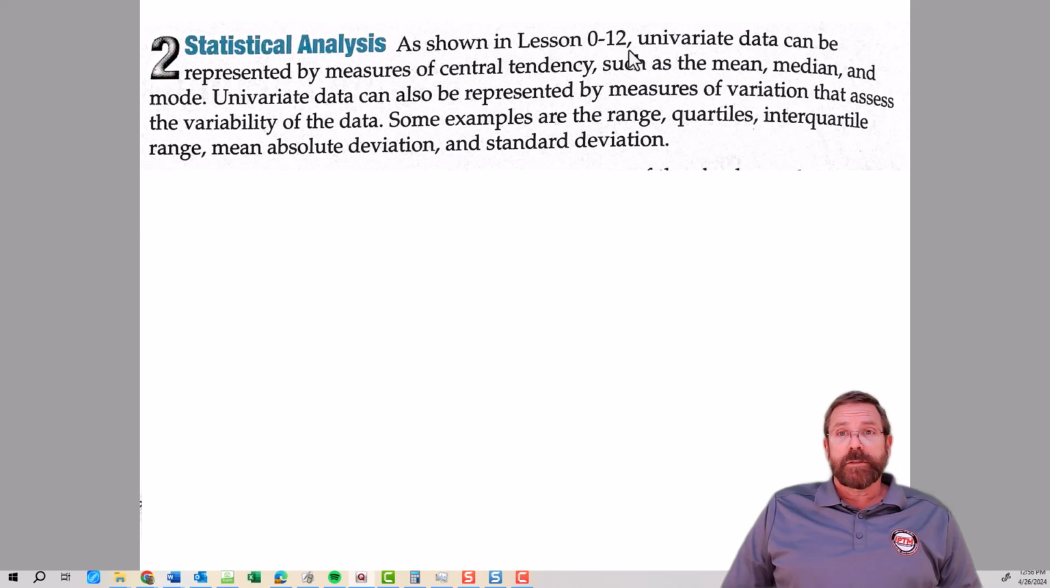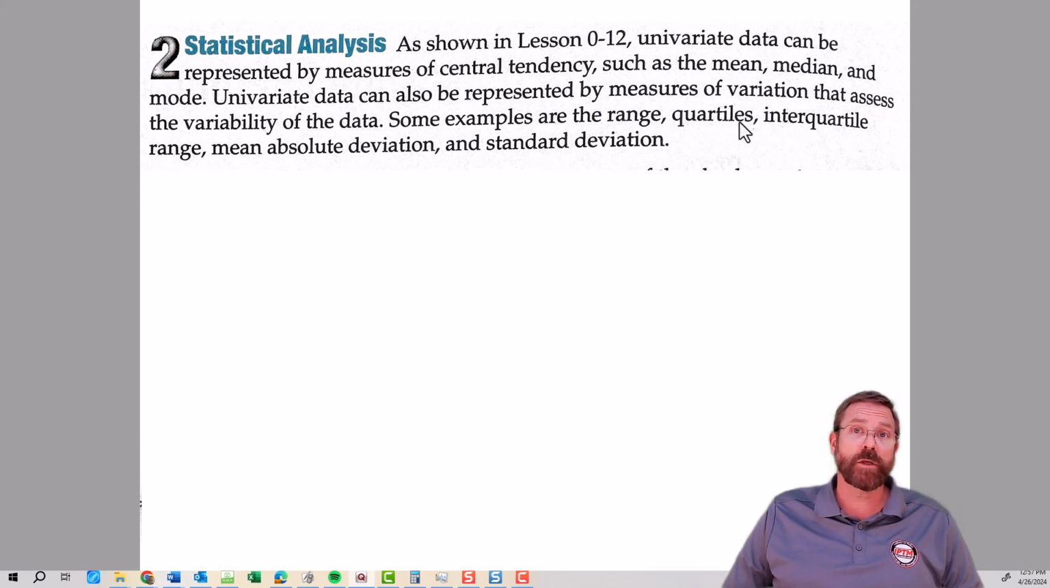As shown in lesson 012, which we didn't really cover, univariate data can be represented by measures of central tendency, such as mean, median, and mode. That should be very familiar to you. Univariate data can also be represented by measures of variation that assess variability of the data. Some examples are range, quartiles, interquartile range, mean absolute deviation, the MAD, and standard deviation.